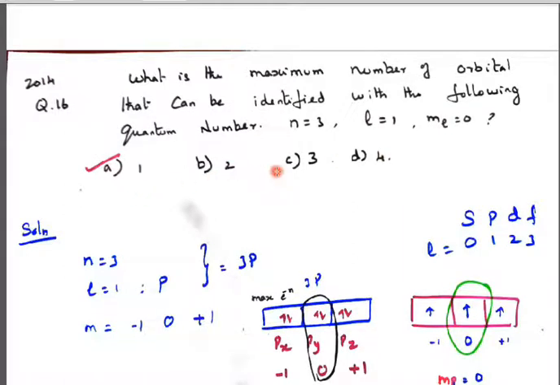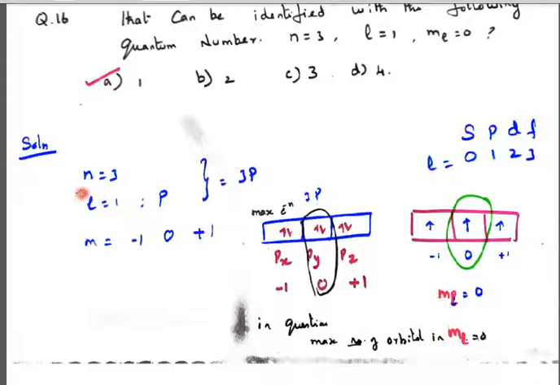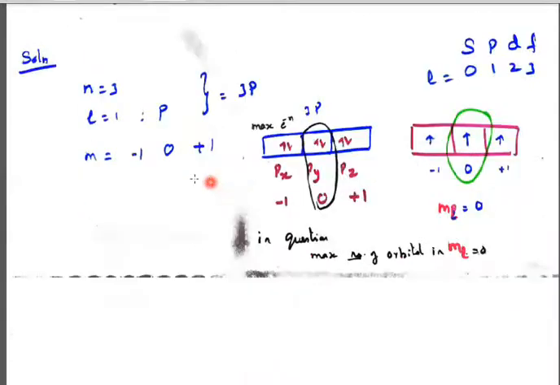The options are 1, 2, 3, 4. Just n is equal to 3, the principal quantum number, so you should write the 3. If l is equal to 1, that means p orbital, because s orbital carries 0, p orbital carries 1, d orbital carries l is equal to 2, f orbital carries l is equal to 3. So it has 3p. Then for m, if l is equal to 0, then m is equal to 0.